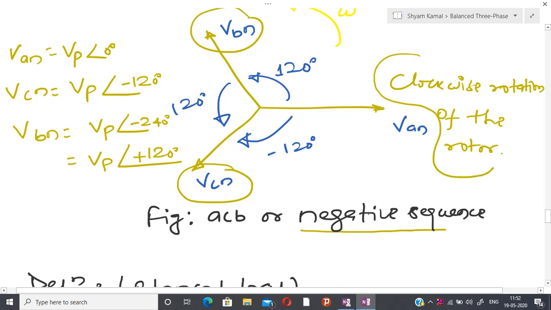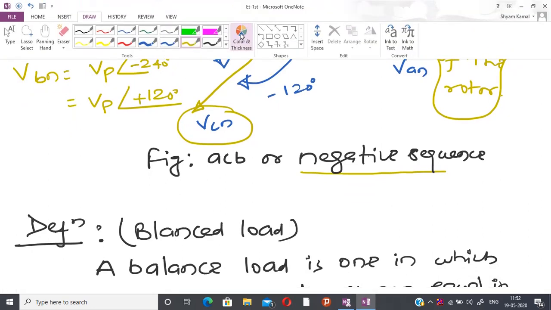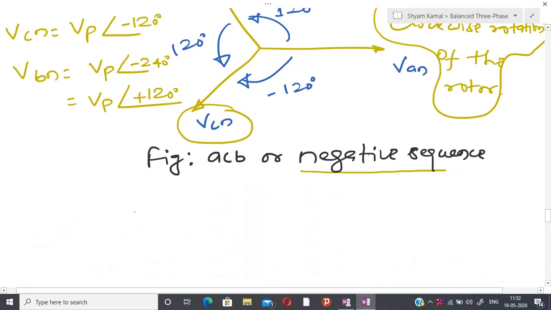So basically I have two different kinds of sequences, and it is possible to show from these sequences, because whenever I am defining the balanced voltage, at that time we write VAN plus VBN plus VCN equal to 0. So let us check it.